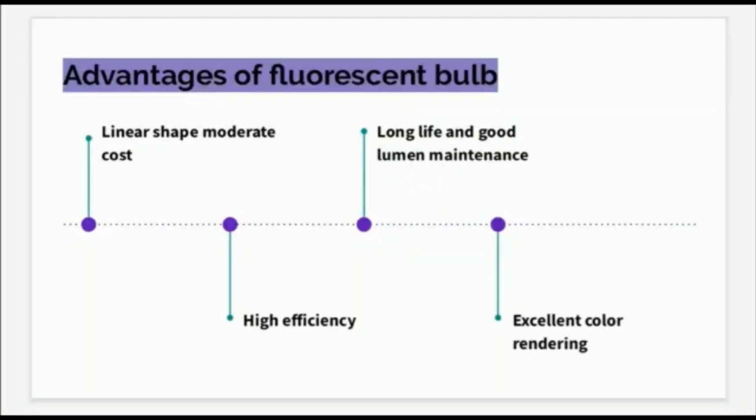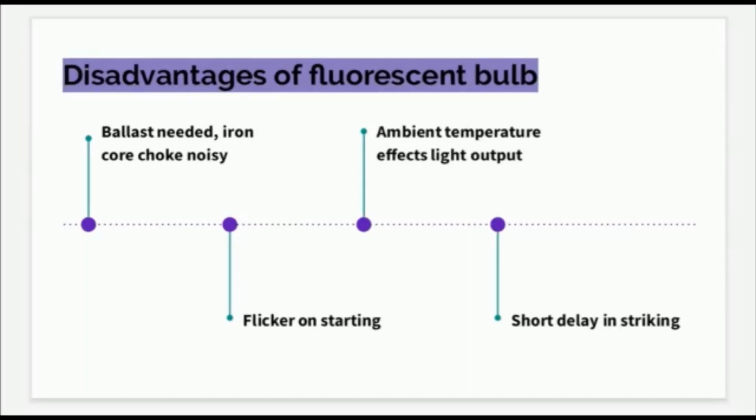The advantages are linear shape and moderate cost, high efficiency, long life and good lumen maintenance, and excellent color rendering. The disadvantages are ballast is needed, iron choke is noisy, flicker on starting, ambient temperature affects light output, short delay in striking.